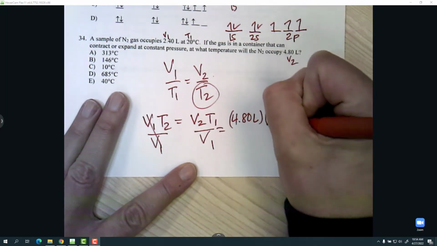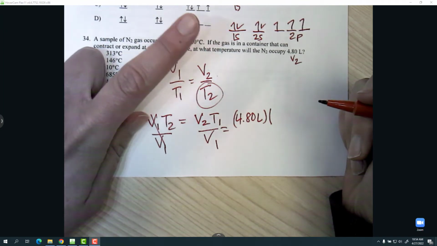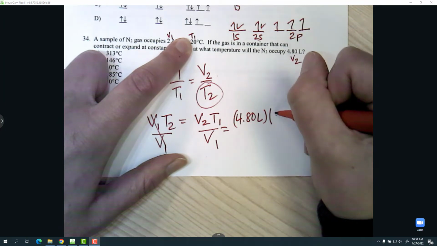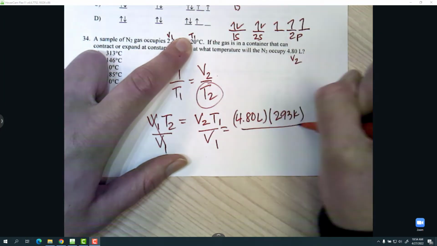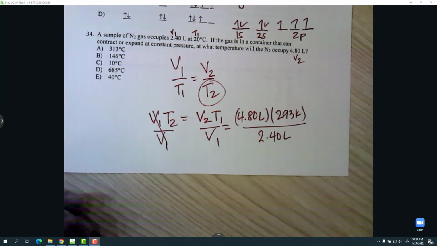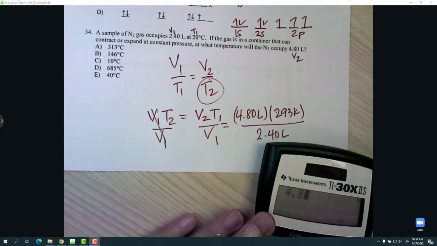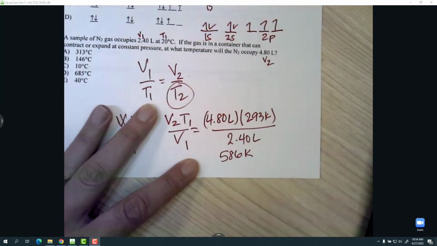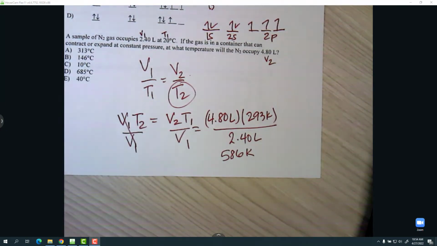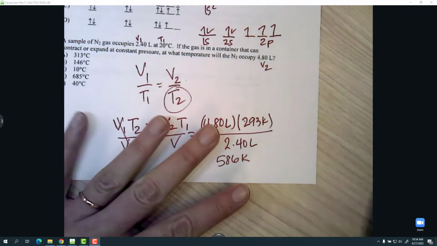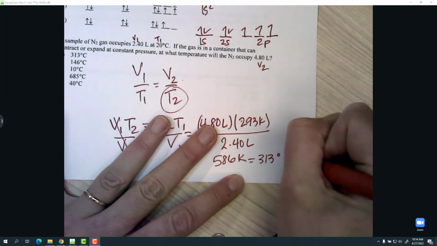4.80 liters. The only other thing I need to do is remember that in gases, temperatures always have to be in Kelvin. So 293. I get 586. Now that's not one of my choices. None of the answers are in Kelvin, so I'm going to have to subtract off 273 to get it into Celsius.